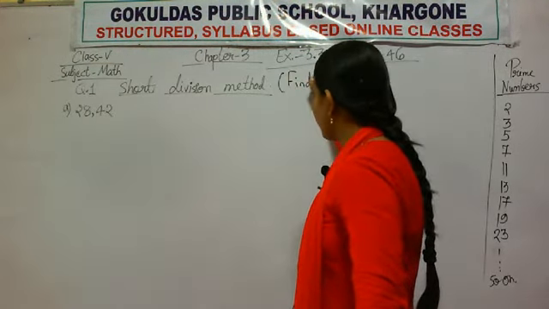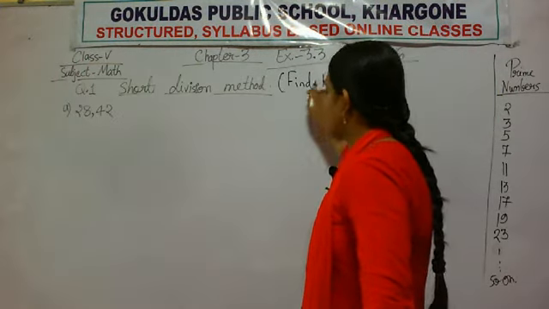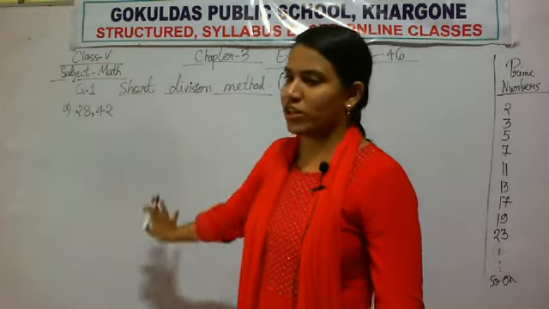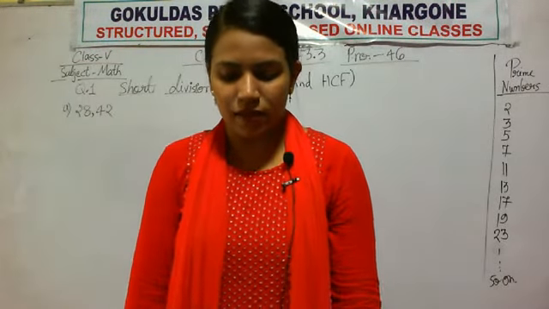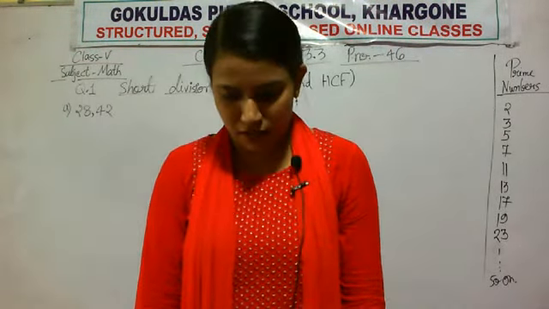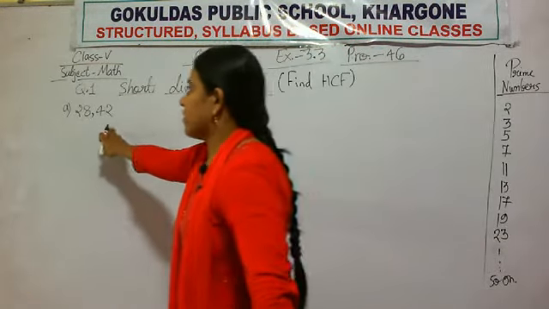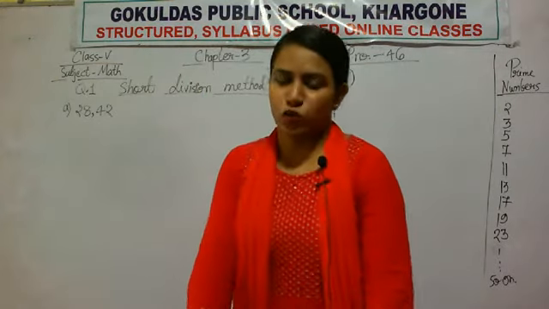Find HCF by short division method. So the same questions will be there, but the method to solve the question is new. So let us start it. The first two numbers given are 28 and 42.